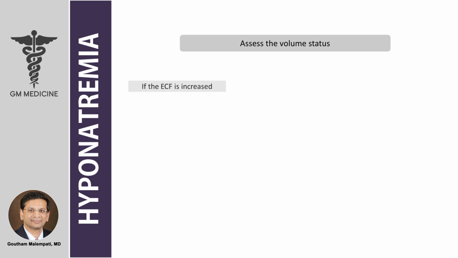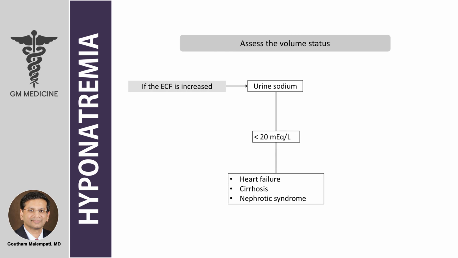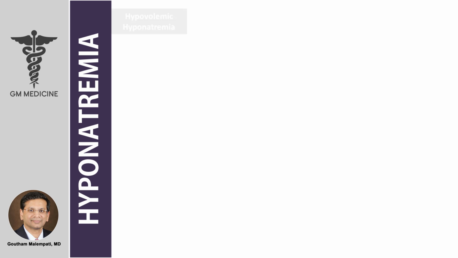If the extracellular fluid volume increases, it is called hypervolemic hyponatremia. And if the urine sodium is less than 20 milliequivalents per liter, the most common causes are heart failure, cirrhosis, and nephrotic syndrome. Now let's talk a little bit more about hypovolemic hyponatremia.